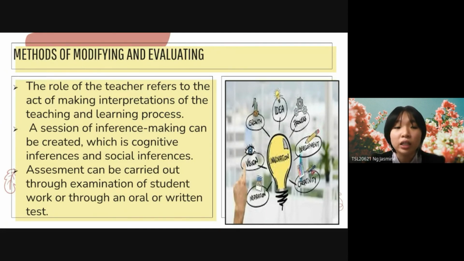And the last one is methods of modifying and evaluating. The role of the teacher refers to the act of making interpretations of the teaching and learning process. A session of inference making can be created, which includes cognitive inferences and social inferences. An assessment can be carried out through examination of students' work or through an oral or written test. This is to ensure that at the end of the lessons, students have mastered what they learn and they can use it in their daily lives.